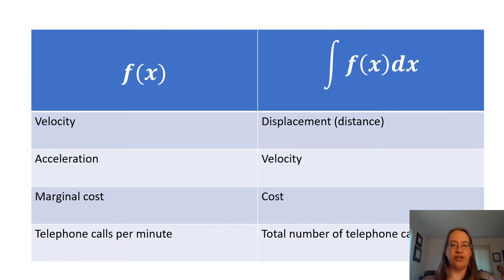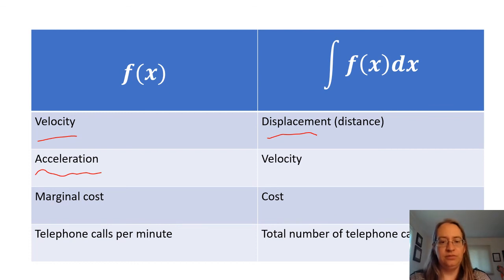So if your original function is telling you velocity, for example, so that's the velocity is the change in position. So you add up a bunch of changes in position, you get displacement or distance. If you instead started with acceleration, acceleration is the rate of change of velocity. So the changes in velocity add up to the total change in velocity.